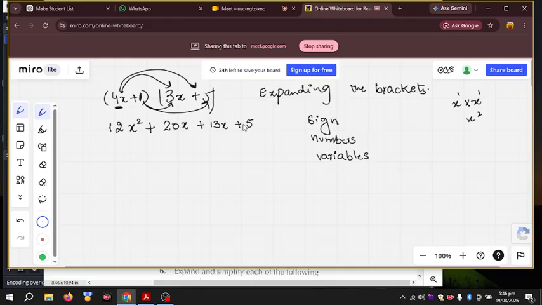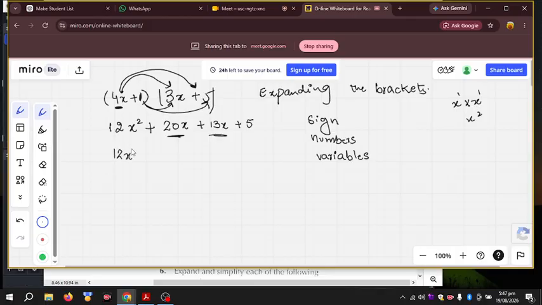You know, after multiplication, we have expanded the brackets, right? Now you also need to simplify it. Simplify means that you will solve the like terms together. If there are like terms in this expression, then you will solve them together. As you can see, this is 20x and this is 13x, so these are like terms, right? 12x square is a different term and 5 constant is a different term. But 20x and 13x are like terms. So you will solve them together.